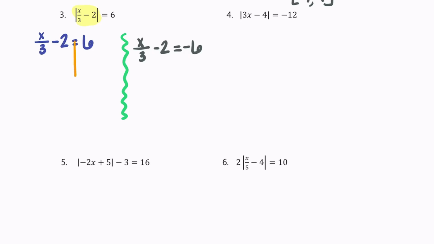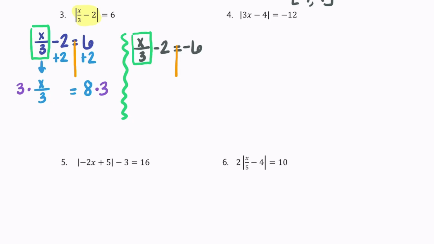From here, I'm ready to solve my equation. The first thing I'm going to do is get my variable term, x divided by 3, by itself. How I do that here is I'm going to add 2 on both sides. Bring down x divided by 3. 6 plus 2 is 8. And then now to get the x by itself, the opposite of dividing by 3 is to multiply by 3. And so I'm going to do that on both sides. That crosses out that 3 on the left, just leaving us with x. And 8 times 3 is 24.